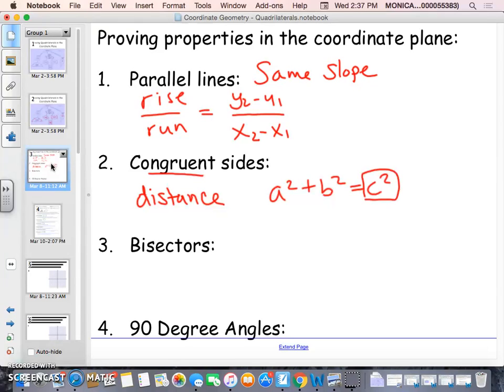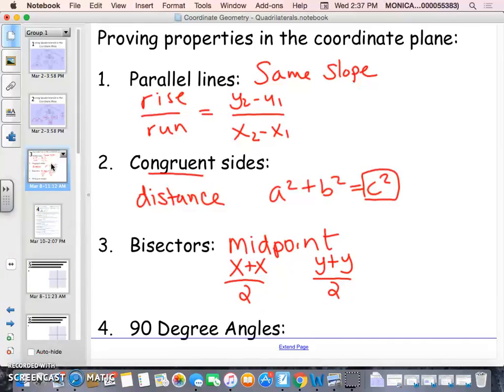Third thing we can look at is our bisectors. If we're bisecting a line, that means we're cutting it in half. So we'll be looking for the midpoint formula. And as you all remember, for the midpoint formula, you take your x coordinates, add them, divide by 2. You take your y coordinates, add them, and divide by 2.